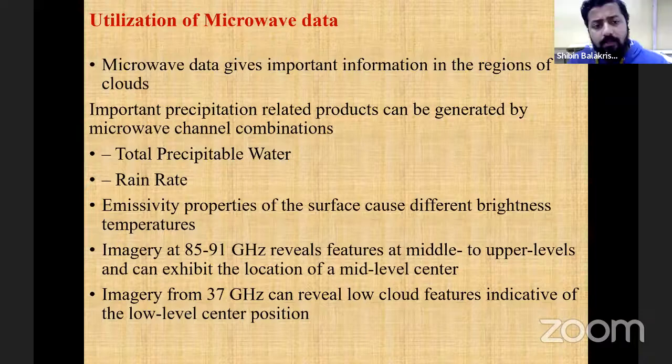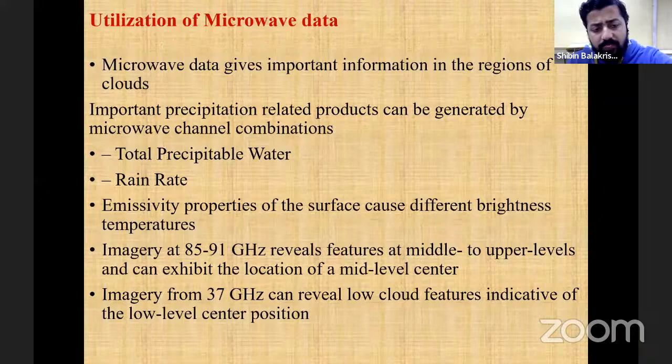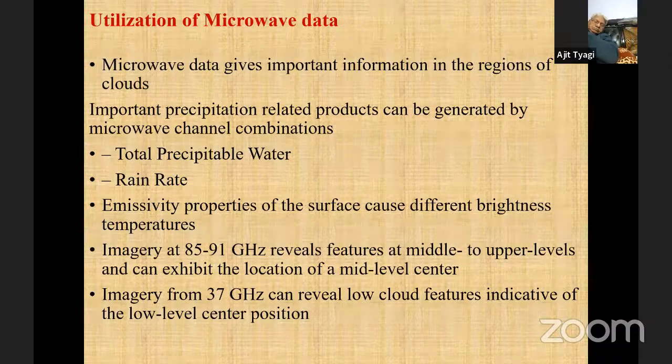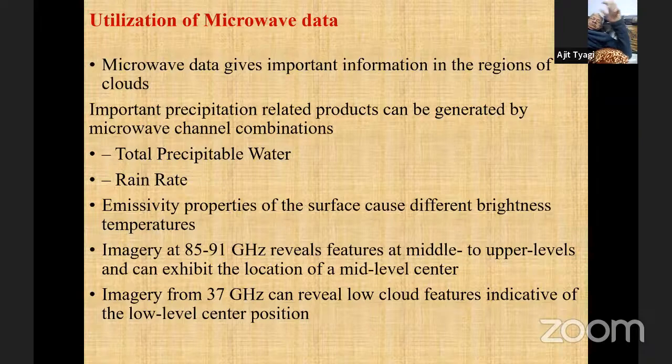So how do we utilize the microwave data? Like I just told you, microwave data can give you information which generally gets obscured in the visible and infrared imagery. These have different BT, or brightness temperature, emissivity ranges. When we are looking into different channels like 85 to 91 gigahertz, they are mostly confined to information at the middle or upper level, whereas the 37 channel can give you the low level feature, which is giving you the low level cloud or center position.